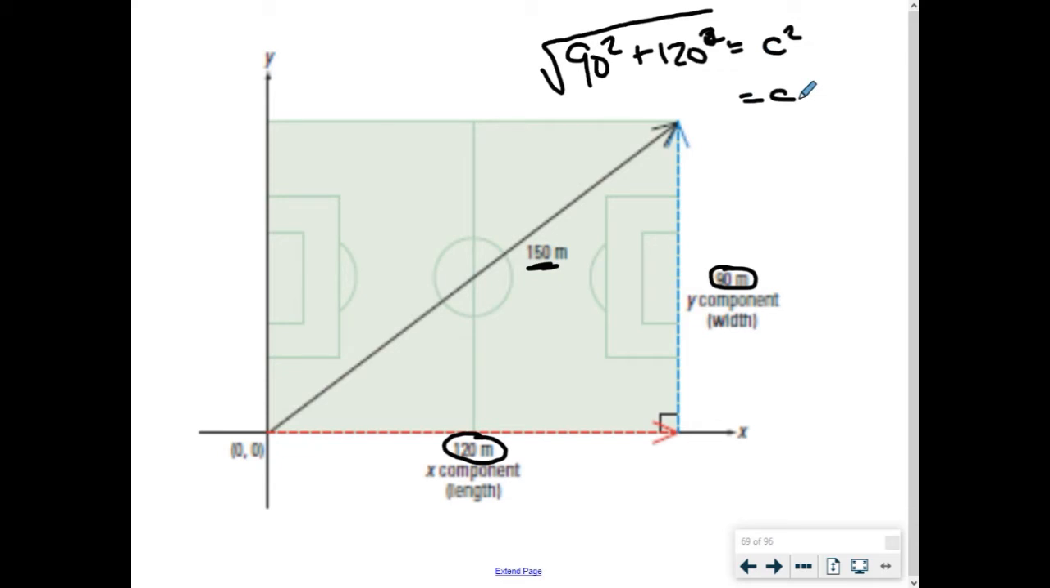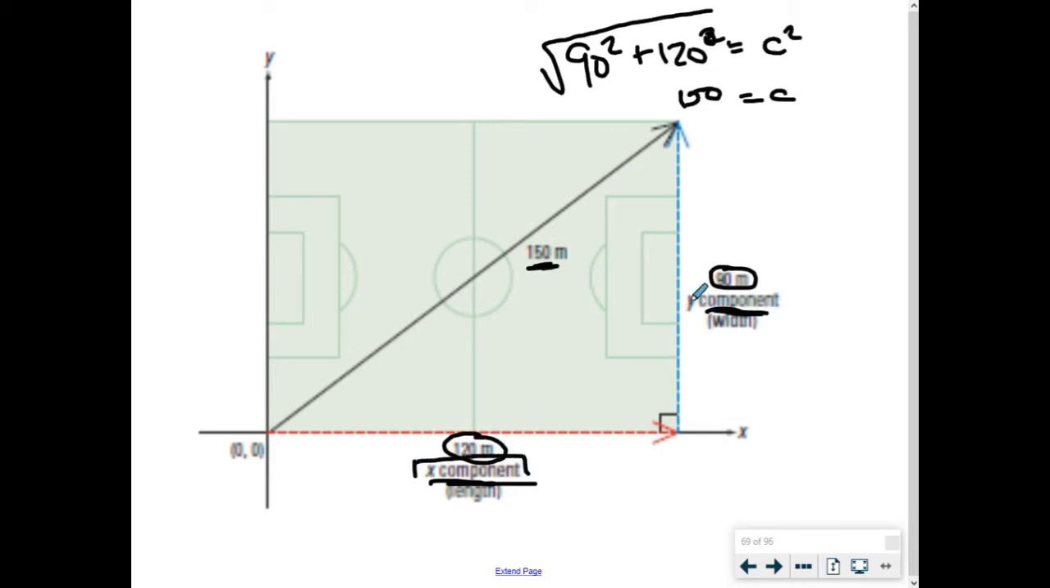So if you want to, just grab a calculator and try this out. 90 squared plus 120 squared, and then I get 22,500. If you square root the whole answer, you do get 150. Right? And so that's one skill you need to know, which tells us that if I know the side is 150, we may actually be able to find the component parts of it. And that's going to be a really important skill.